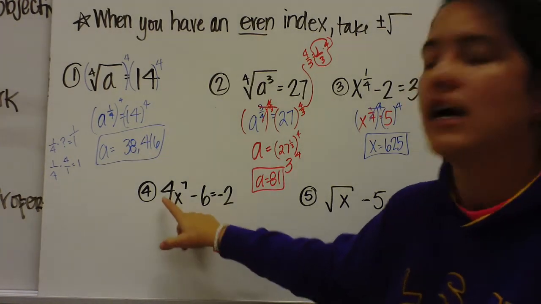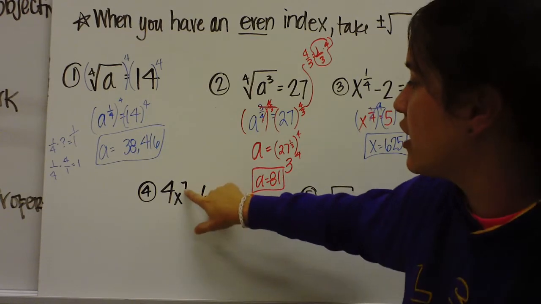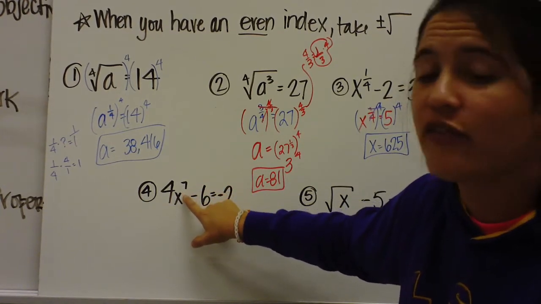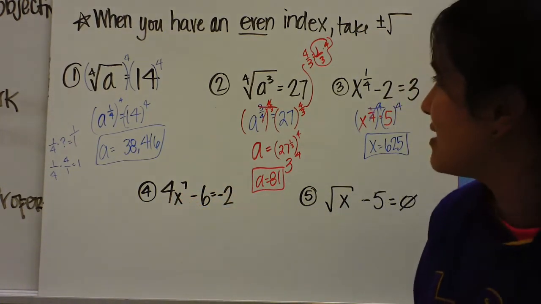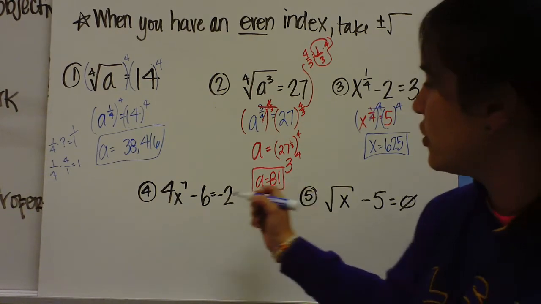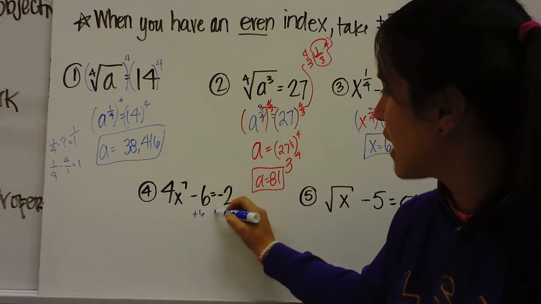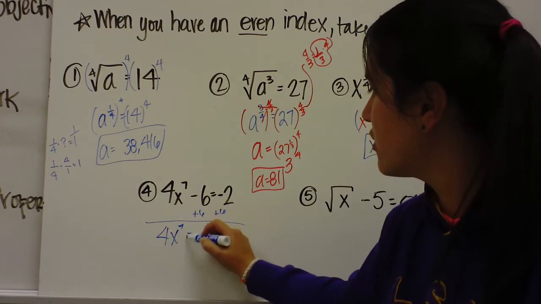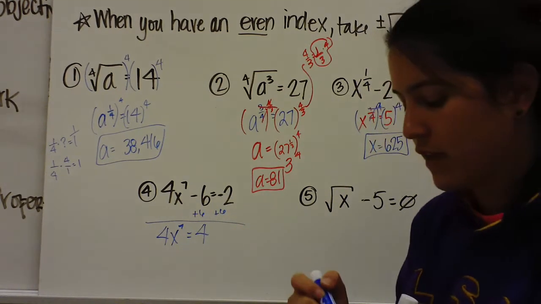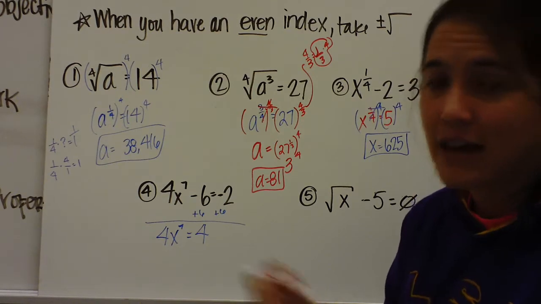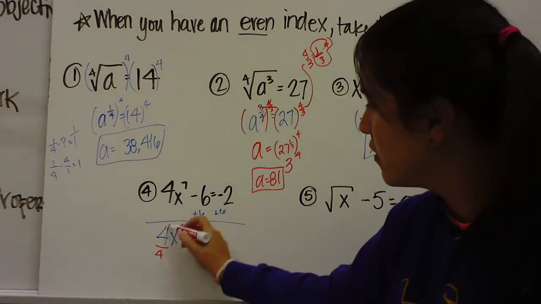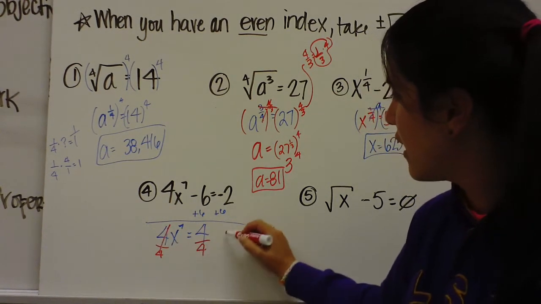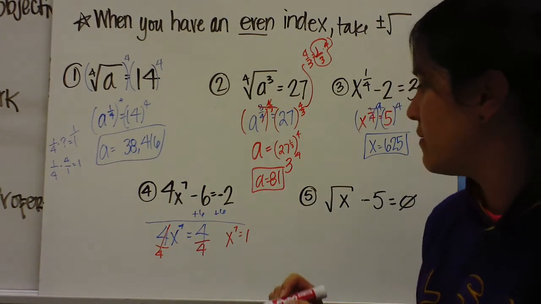Number 4. Again, I have a problem, and right here I have an exponent. Now it's not a fractional exponent, so this one will be a bit different. I'm going to add 6 to both sides. And I get 4x to the 7th power equals 4. You need to divide both sides by 4. And x to the 7th equals 1.